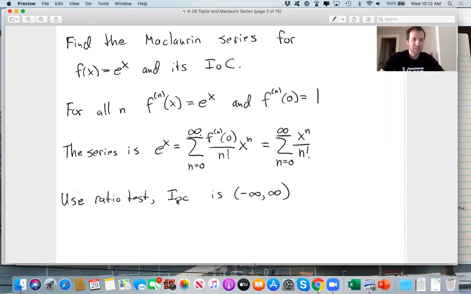And you can check using the ratio test, and I think we did this as an example, but it's a pretty straightforward ratio test problem, that the interval of convergence of this series is all real numbers, negative infinity to infinity. And so here, we found a new series. e to the x is represented by this series, and how we found it is using this Taylor series formula.